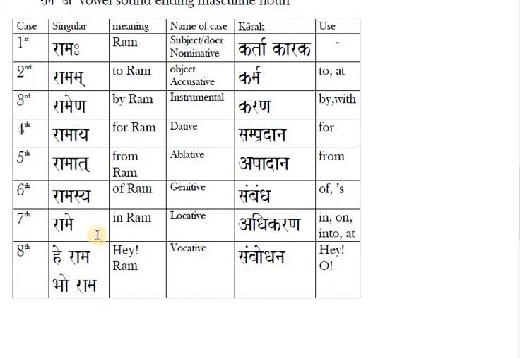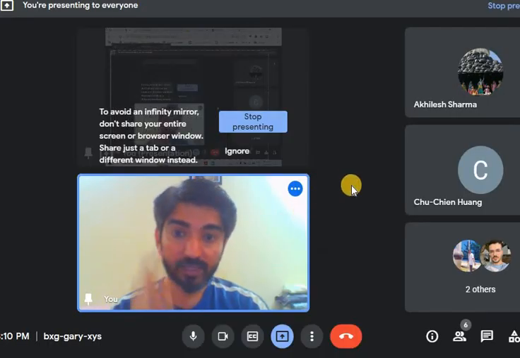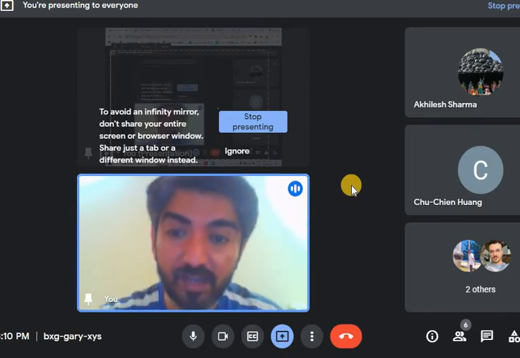Let me tell you students, out of these 8 cases, case means vibhakti, partition. Karaka. What is Karaka? I already gave you the definition: a kind of words which are related to the action. 6 Karakas are there: 1, 2, 3, 4, 5 and 7. The 6th is not considered a Karaka. Let me tell you why. See, of Rama, this is not related with the action. And the last, Sambodhana, is also not a Karaka.